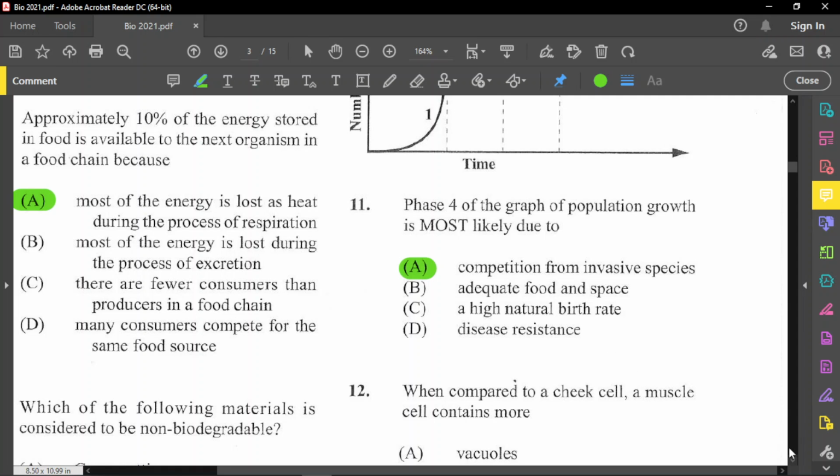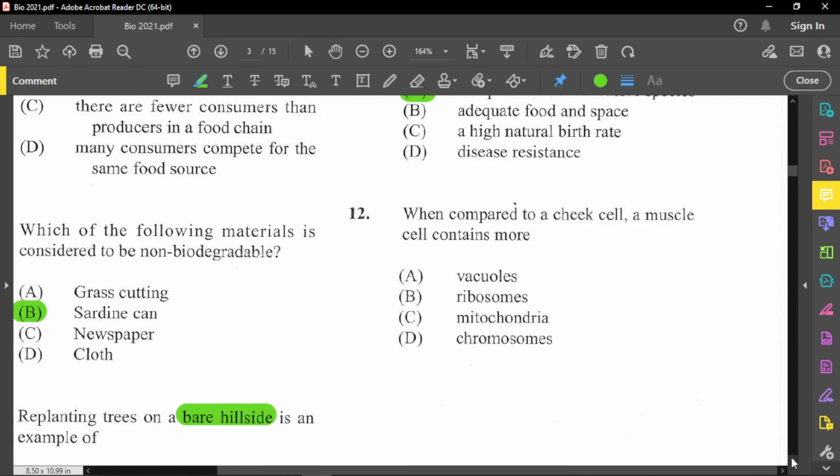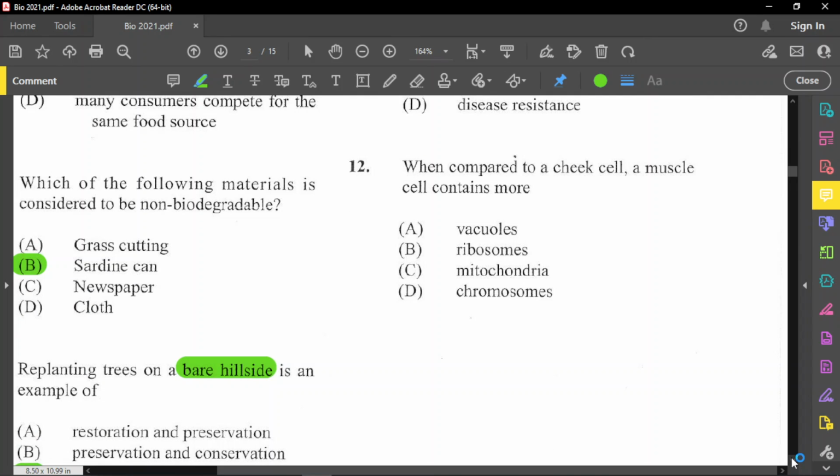All right, now question number 12. And for question number 12, we said when compared to a cheek cell, a muscle cell contains more of what? Now, the first thing you need to know is what the muscle cell is actually doing. Muscle cells work hard, they carry out a great number of tasks, and so they require a lot of energy. And so what is producing energy here is the mitochondria. So muscle cells must have more mitochondria compared to a cheek cell. All right, so let's go to question number 13.